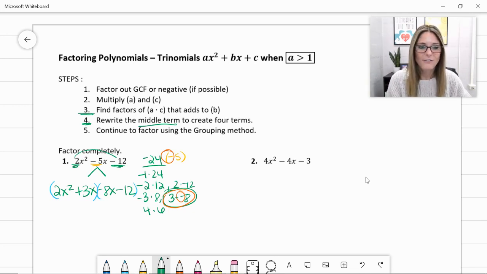So GCF in our first group, I'm going to use some extra notes here. Our first group, what GCF do we have? Just an x. So I'm going to remove the x, and that'll leave me with 2x plus 3.